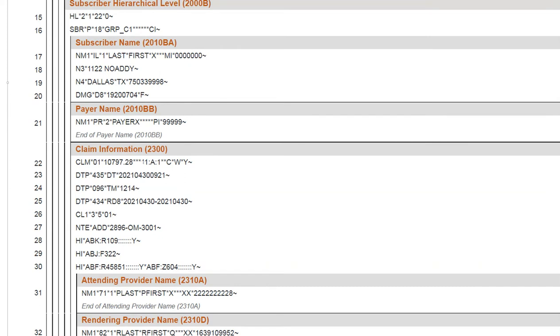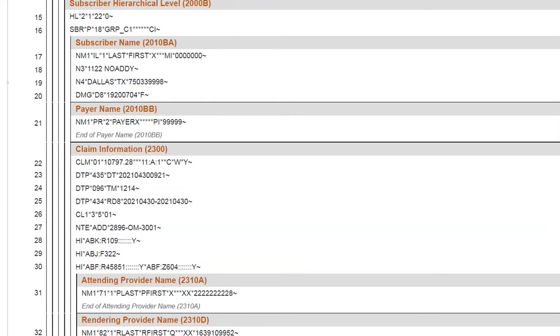The bill type is actually CLM05-1 plus CLM05-3. So in this example, you add 11 plus 1, and the bill type is 111. Now, that's an inpatient bill type. If this was, for example, an outpatient institutional claim, it might say 13:A:1, and the bill type for that, of course, is going to be 131.